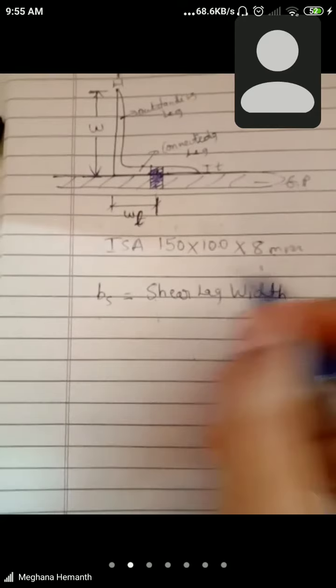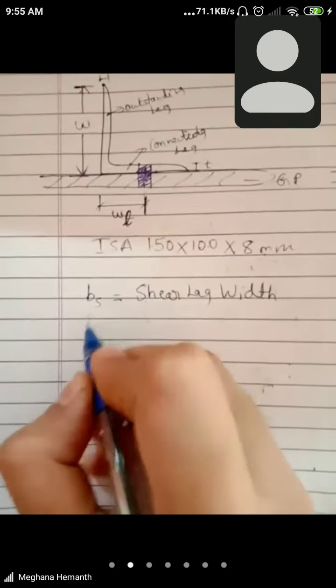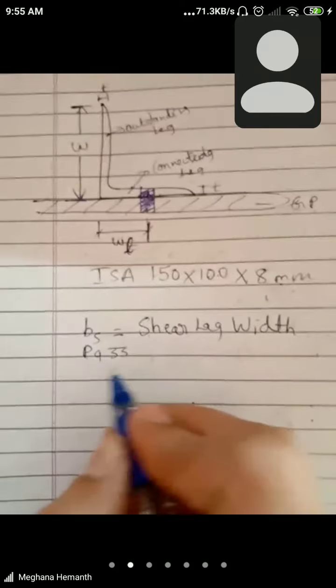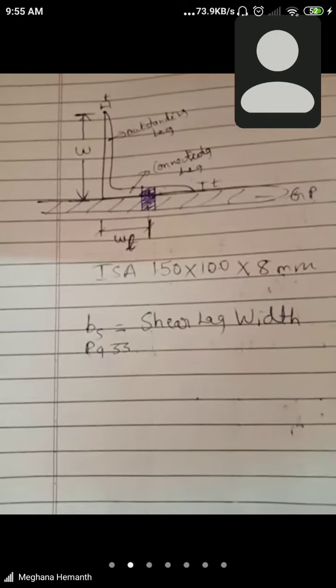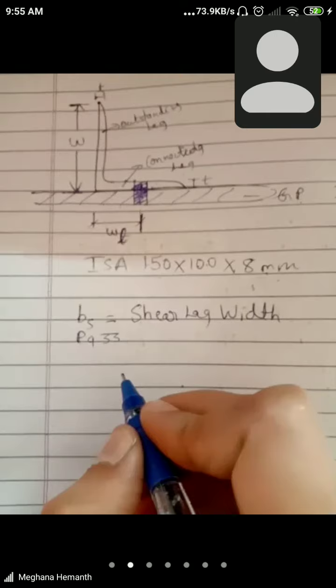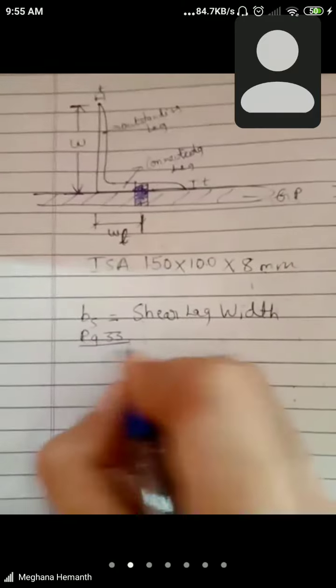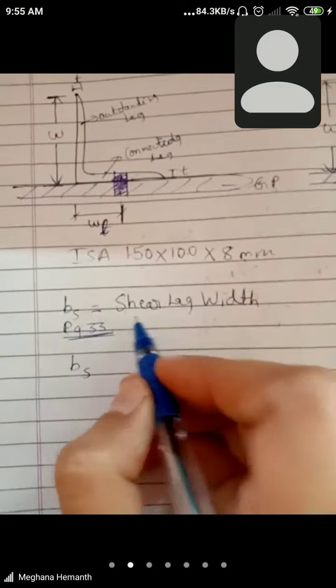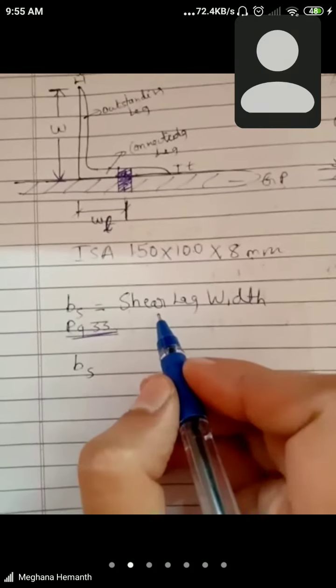In your code book, the formula of BS is on page number 33. I'll show you in the next class where exactly you get those formulas. Today just try to understand the basic concept. Next class I'll show you the code book and where we are getting it from. So here BS, from page number 32 of your code book, is nothing but your shear lag width.